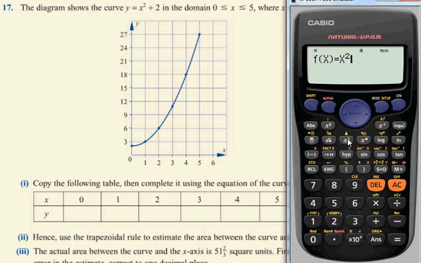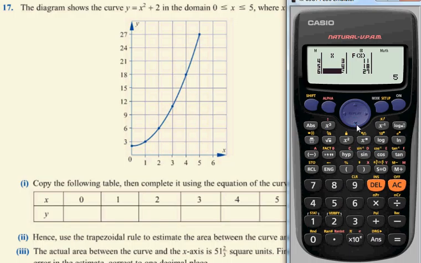X squared plus 2. Start at 0. End at what? 5. And then step of 1. Now, it gives you the points. You could actually read them off the graph pretty easily as well, couldn't you? Like the points 1, 3, 2, 6, 3, 11, 4, 18, 5, 27.